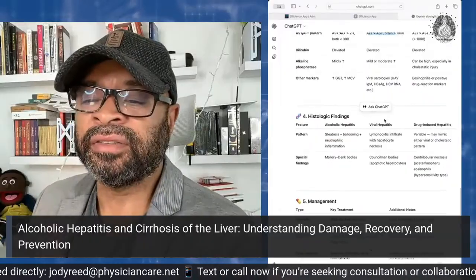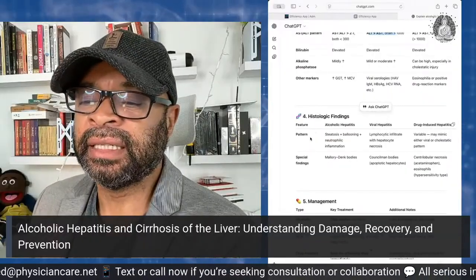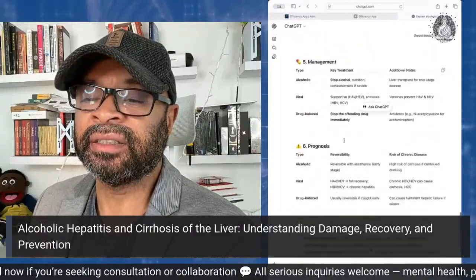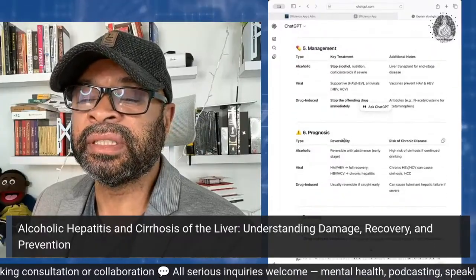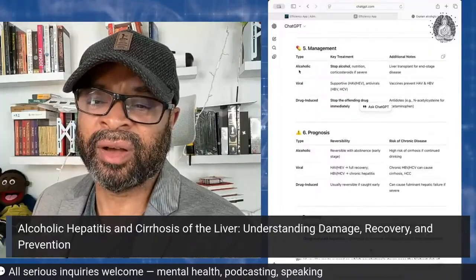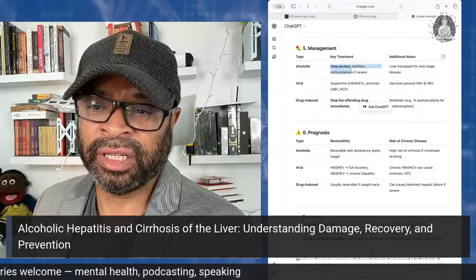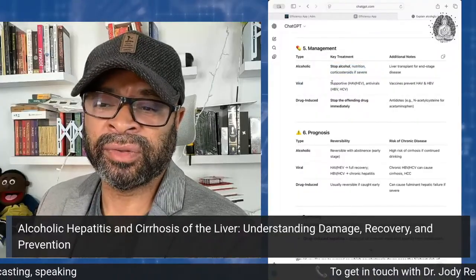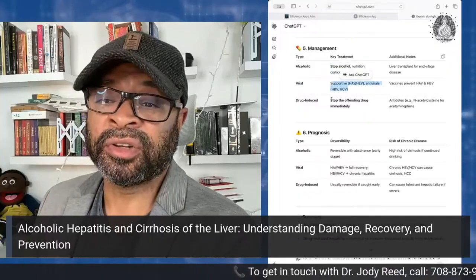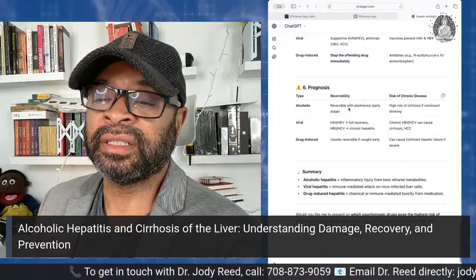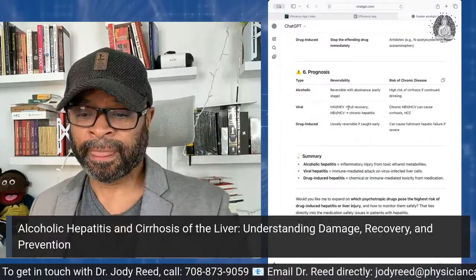Okay, histologic findings. I'm not really going to get into the histological patterns. Let me see, management. The management makes sense. For alcoholics, stop drinking and focus on nutrition. For viral, you're going to need antivirals. For drugs, you have to stay away from the drugs. Prognosis can be significant.